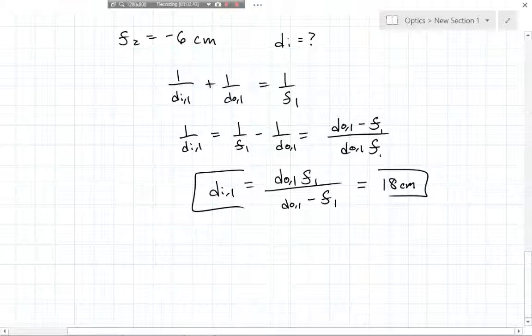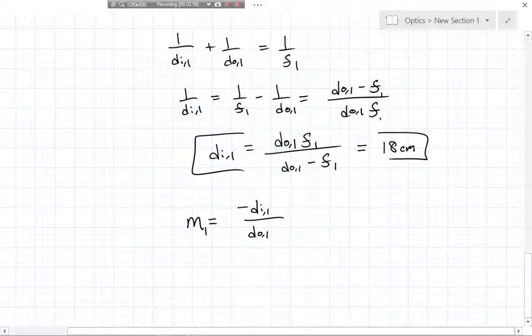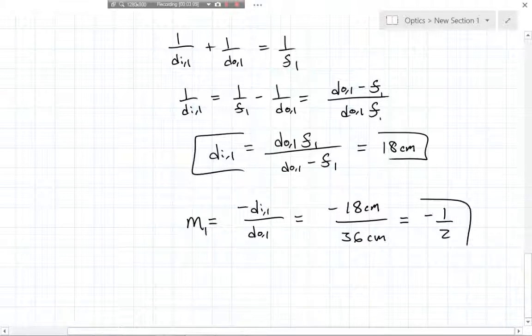Now I wasn't actually given the size of the object, so we'll just have to settle for calculating the magnification for the first lens. Remember, the magnification is equal to minus di divided by do. This is the magnification for lens 1. So we have minus 18 centimeters divided by 36 centimeters, the position of the object in front of the lens, so this is equal to minus 1/2. My image is going to be upside down and half the size of the object.